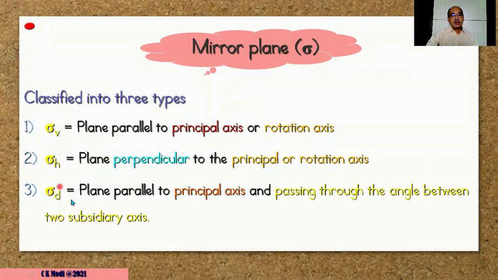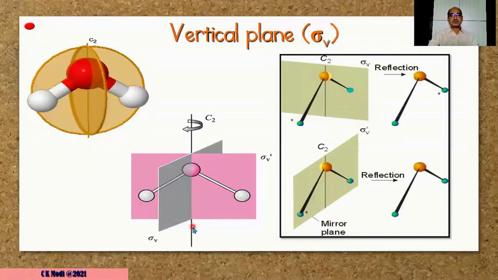Sigma D, the third plane: the plane passing through the center of that molecule and dividing it into two parts, both the parts being mirror images of each other, as well as the second condition, the plane parallel to the principal axis and passing through the angle between the two subsidiary axes. I will show you later on. So it will pass through the angle between two subsidiary axes. That is called sigma D. Now look at this one by one.